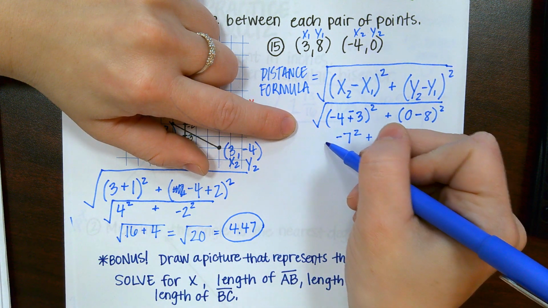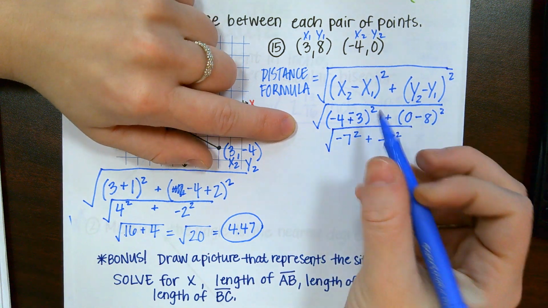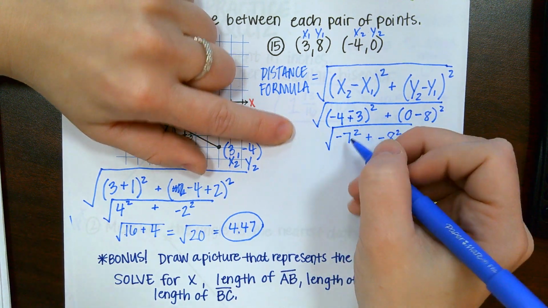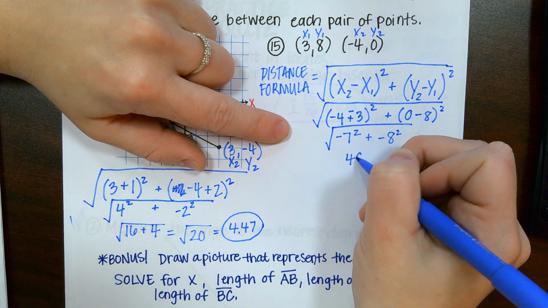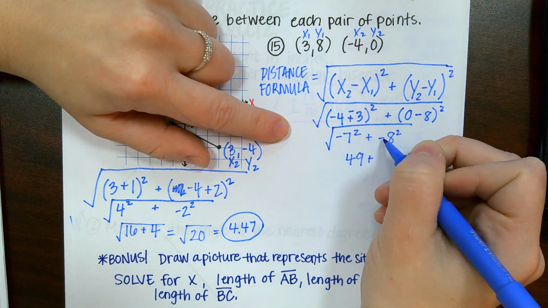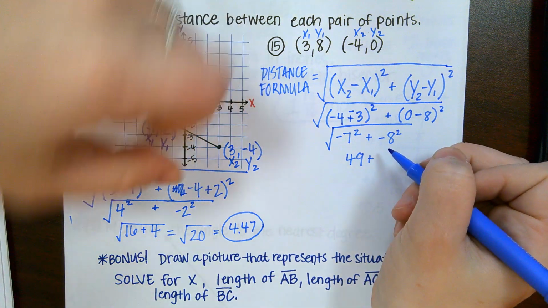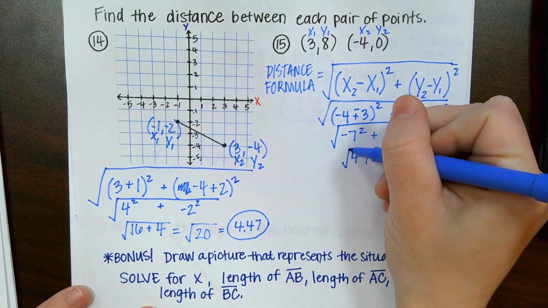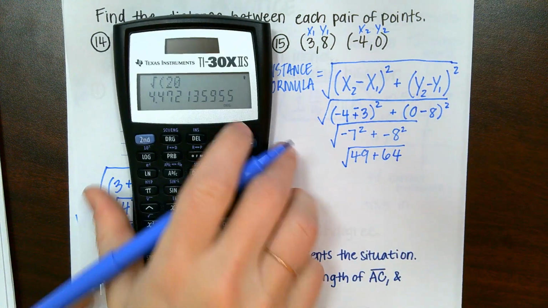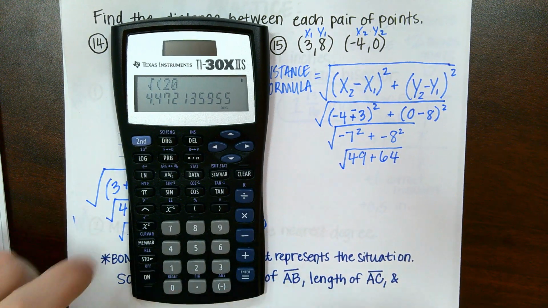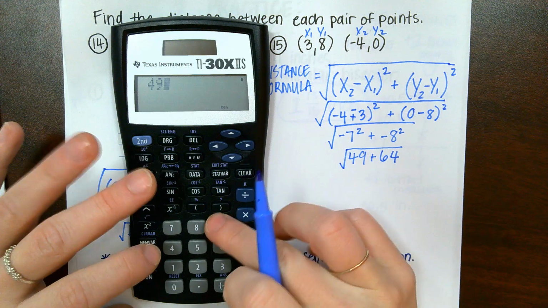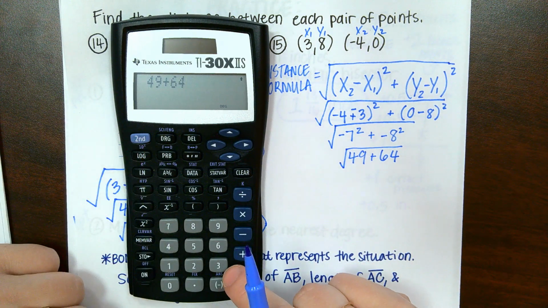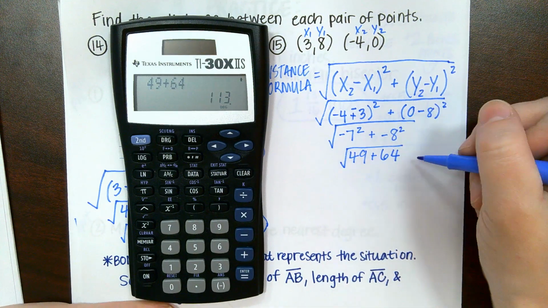Now let's do our squares. Negative 7 times negative 7 is positive 49, plus negative 8 times negative 8 is 64. Now let's add 49 and 64 together to get our answer. 49 plus 64 equals 113.